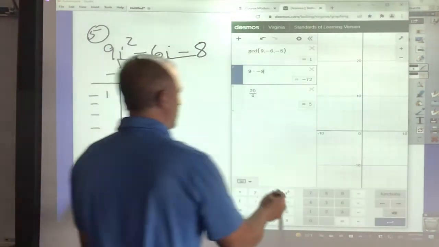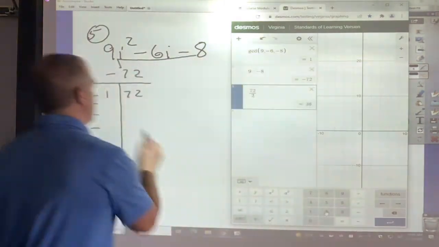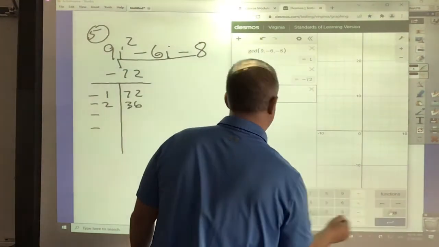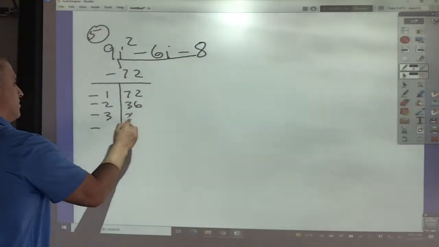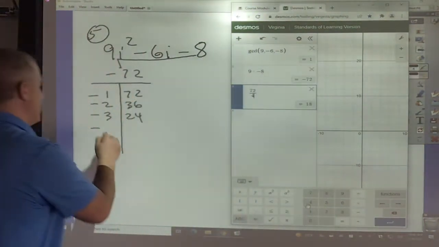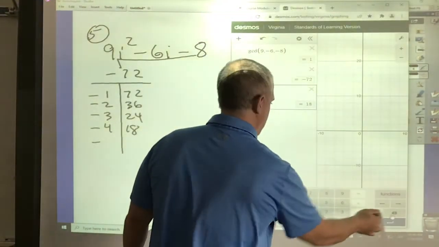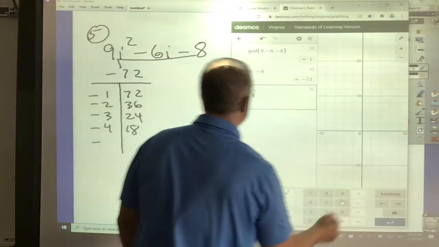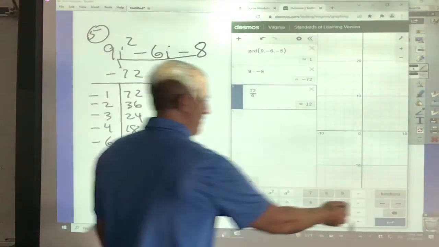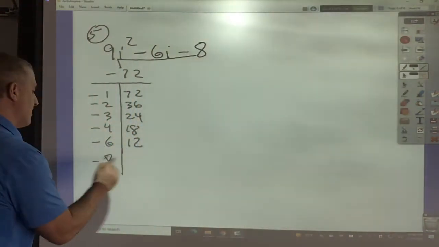72 is going to be a big chart for us. 72 divided by 2 is 2 and 36. 72 divided by 3 is 3 and 24. 72 divided by 4 is 4 and 18. 72 divided by 5, I believe is not going to work. Nope, divided by 6, 6 and 12. Okay, let's try 7. Nope, let's try 8, 8 and 9. So they're already on the board.